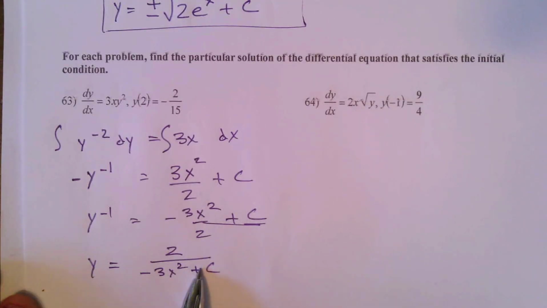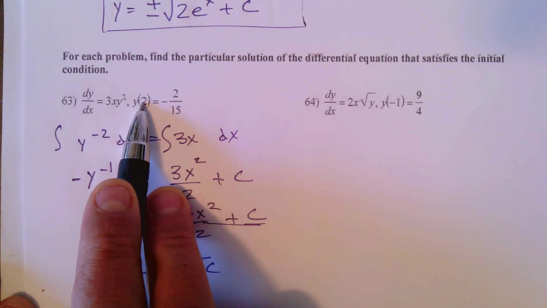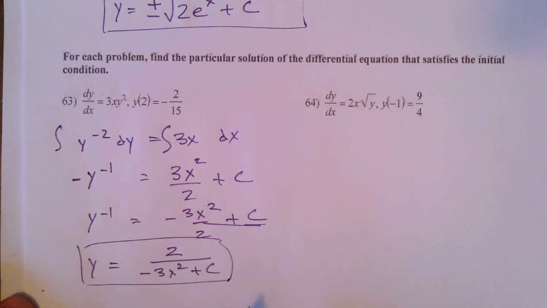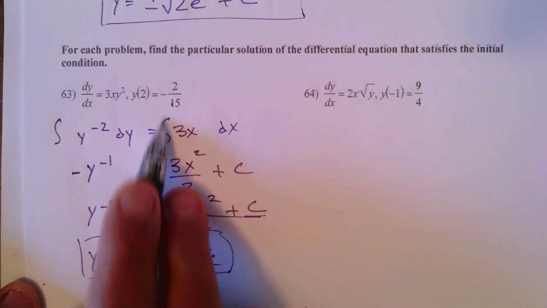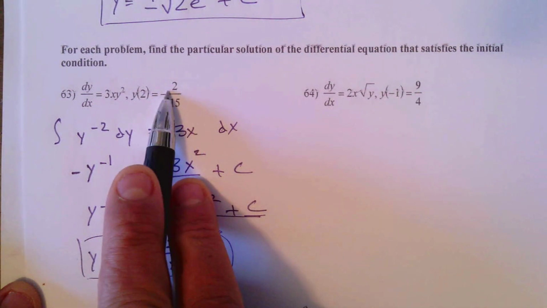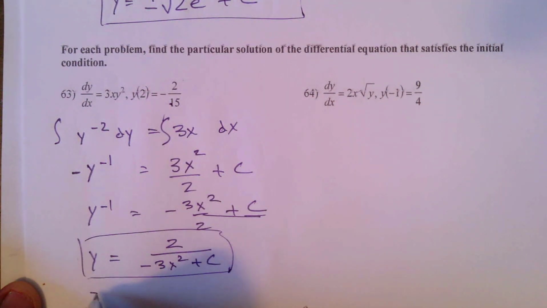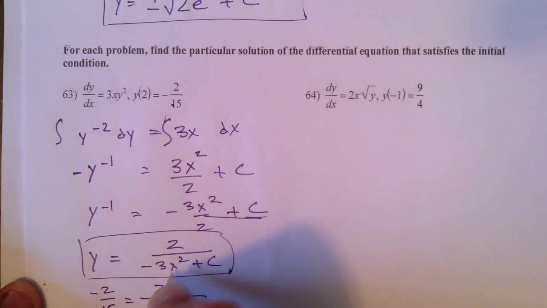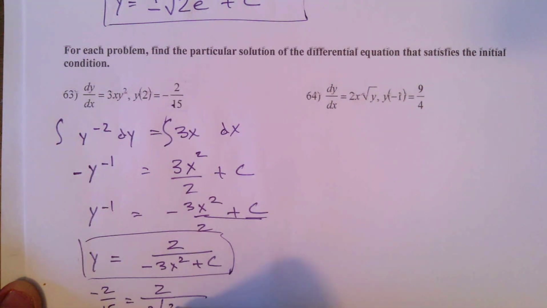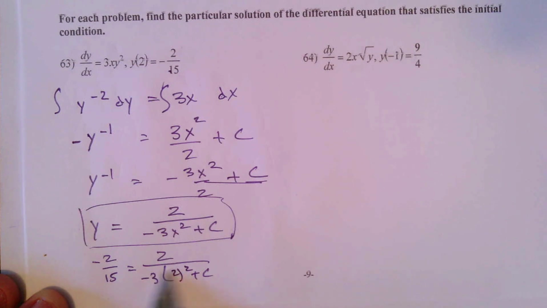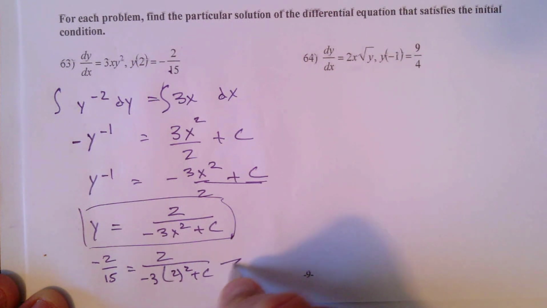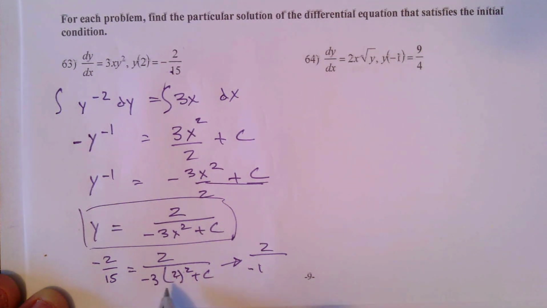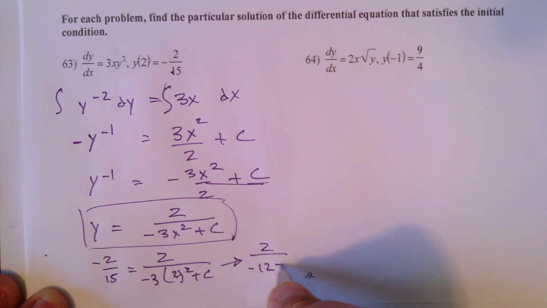And I still need to find out what this c is. So now I'm going to plug in this guy. Plug in 2 for x, and it should come out to negative 2 over 15. So this is what our general equation is going to look like. And when I put in 2 for x, it should come out to negative 2 over 15. So this I'm going to plug in for y. Negative 2 over 15 equals 2 over negative 3. We're plugging in 2 for x here, plus c. And we want to simplify this. So that is going to leave us with 2 over 2 times 2 is 4. Times that is going to be negative 12 plus c.